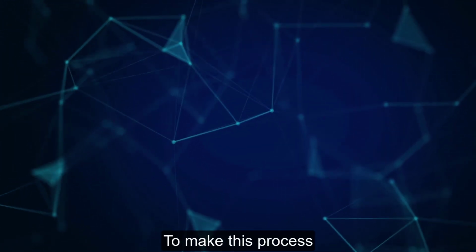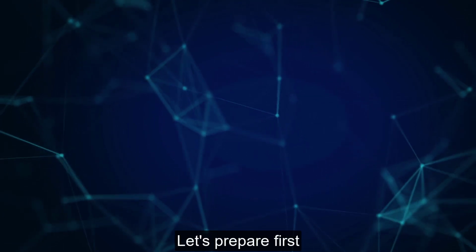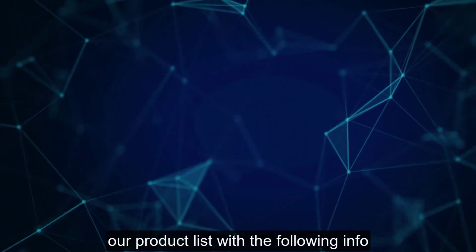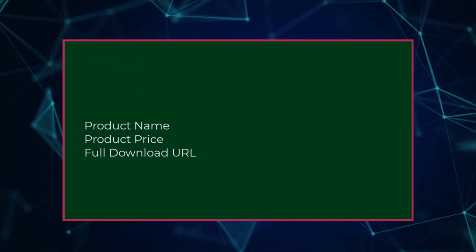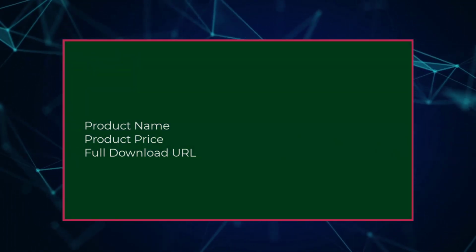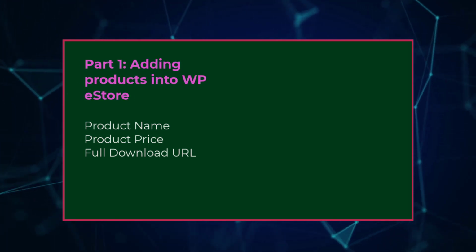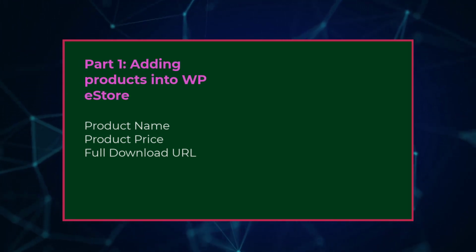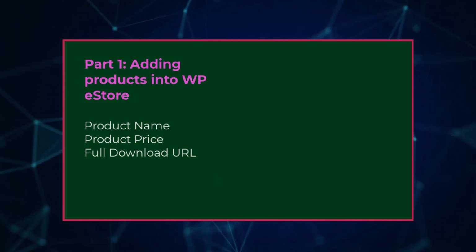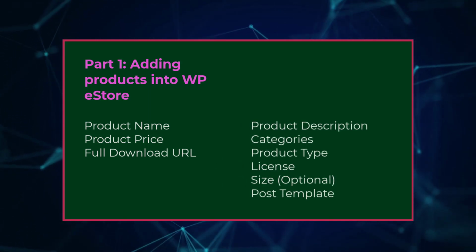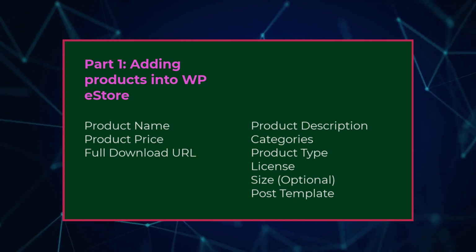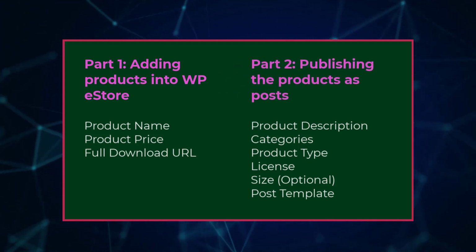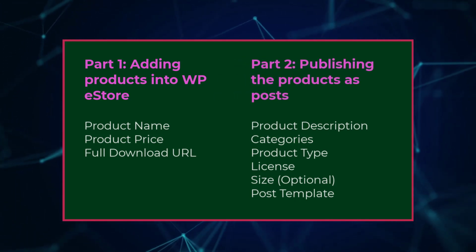To make this process as smooth as possible, let's prepare first our product list with the following info. Product name, product price, full download URL. This will be used for part 1, adding products into WP eStore. You'll also need product description, categories, product type, license, size, post template. This will be used for part 2, publishing the products as posts.